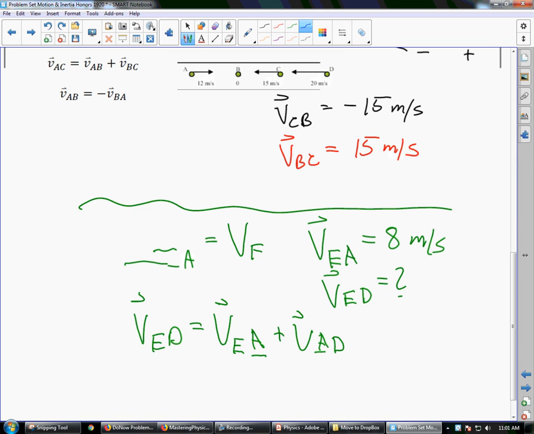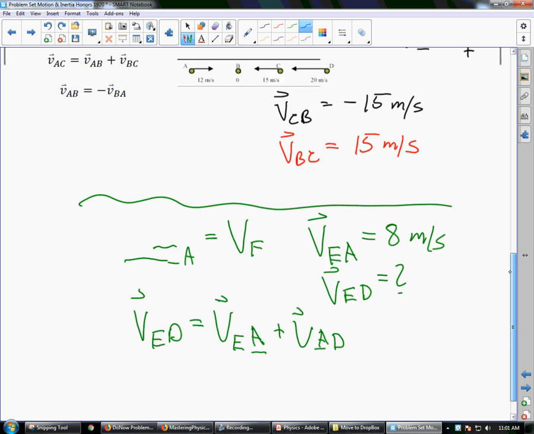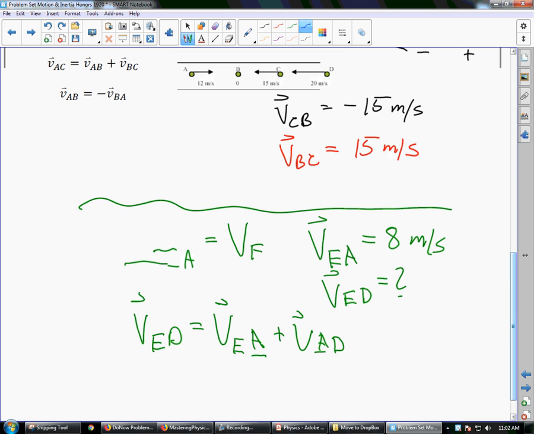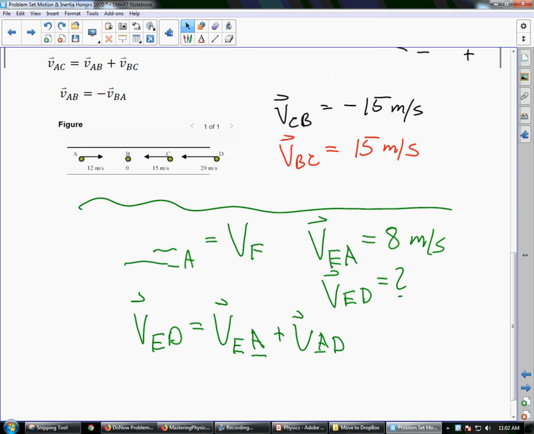I want to work below this, sorry. Let me move my diagram so it doesn't disappear on me. There we go.